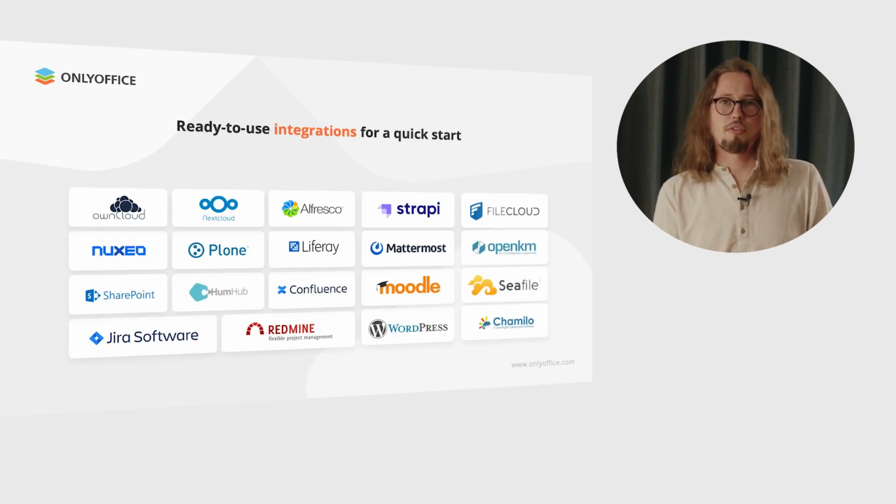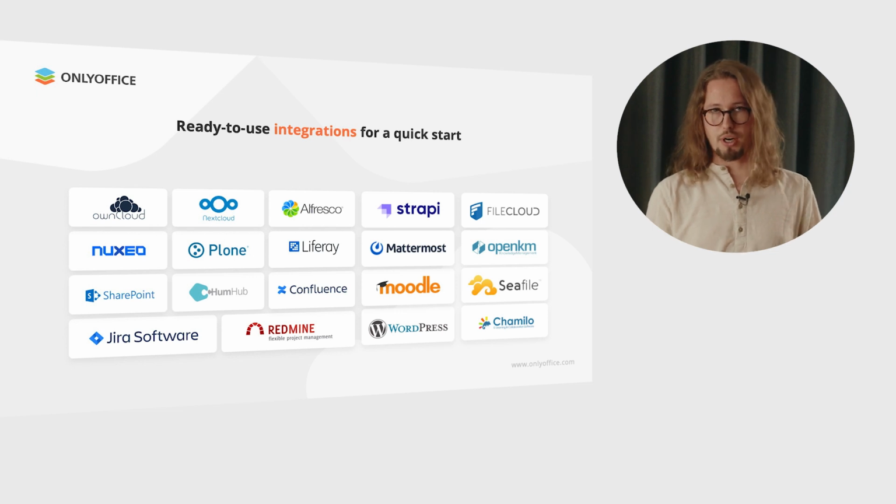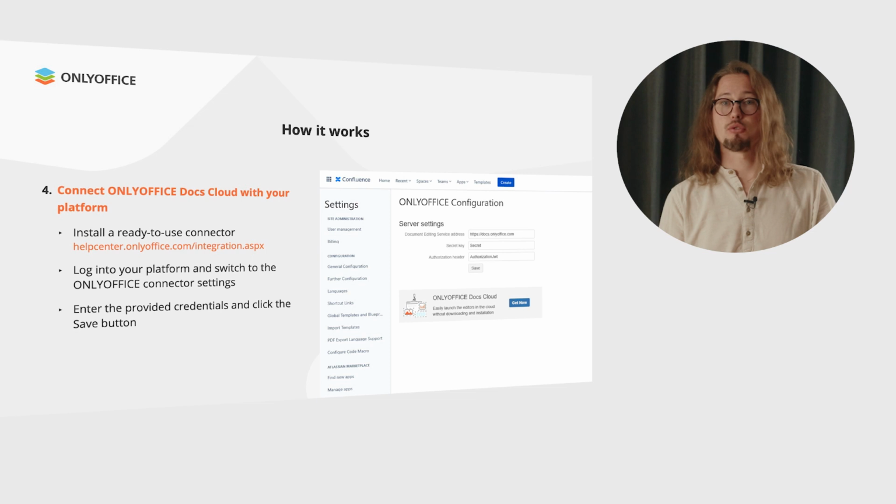Here, ONLYOFFICE provides a lot of ready-to-use connectors, integration apps or connectors for a quick start, developed by the ONLYOFFICE team itself or by its official partners. Among such integrations, you will find, for example, connectors for Confluence, Udo, Strapi, WordPress, Drupal, Alfresco, Nextcloud, OwnCloud, Moodle, and many others. So, install a ready-to-use connector for your platform. In case you already have it installed, just skip this step.